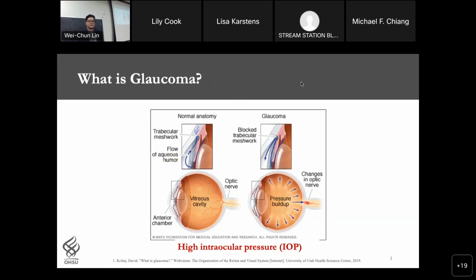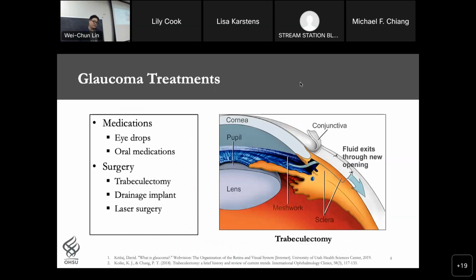So what is glaucoma? Glaucoma is a group of eye diseases characterized by progressive visual field loss and optic nerve damage, which is always related to increased intraocular pressure. Medication control is the primary treatment plan for glaucoma to avoid disease progression. However, about 20% of patients eventually need glaucoma surgery. And there are several glaucoma surgical methods, including trabeculectomy, shunt surgery, and laser surgery.